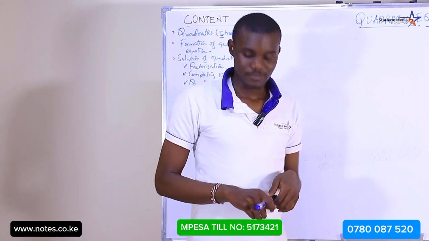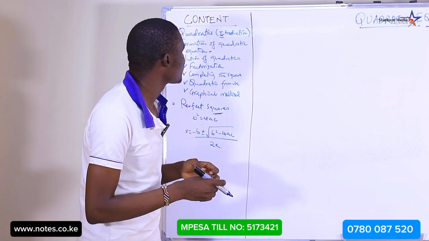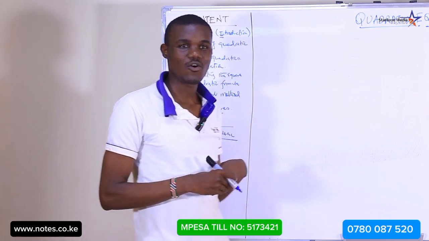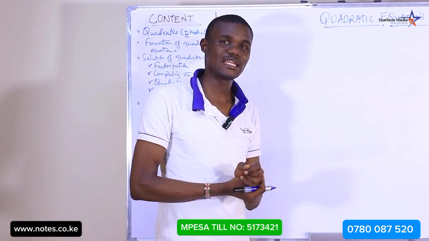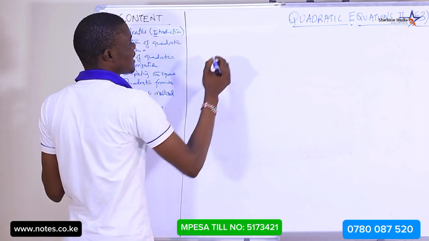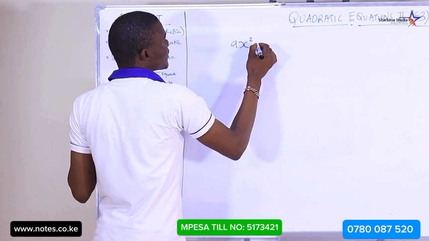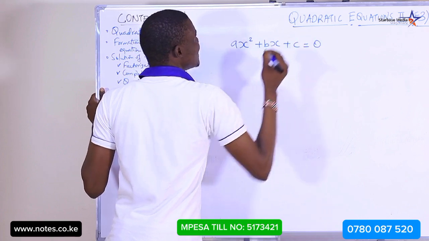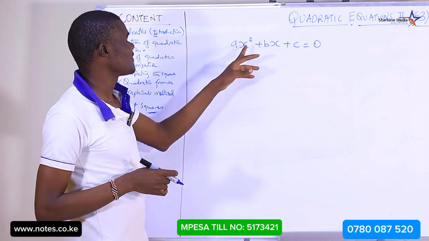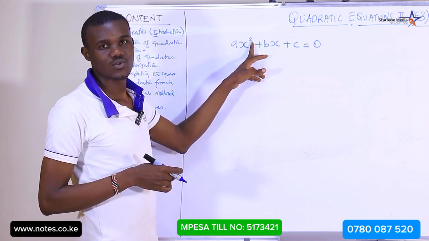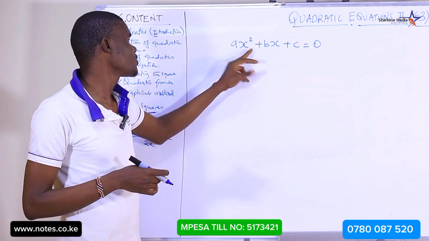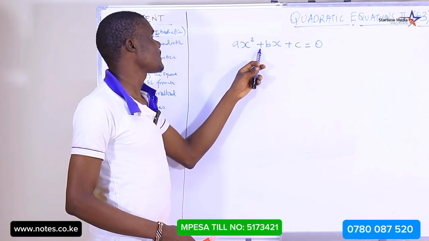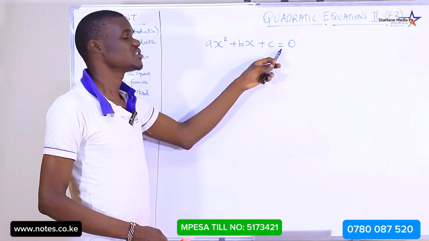So by introduction, what are quadratics? Quadratics are polynomial expressions of the second order. Polynomial expressions of the second order means that they are expressions that take the form of ax squared plus bx plus c. Whenever you see any equation that is in the order of power 2, that qualifies to become a quadratic equation. And then quadratic equations take the form of ax squared plus bx plus c equals 0.